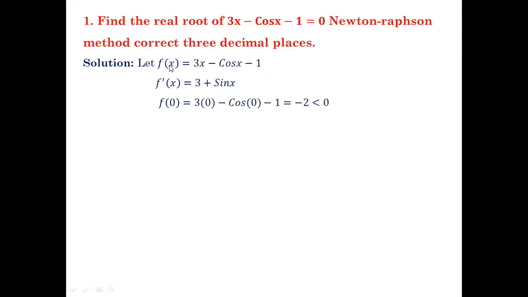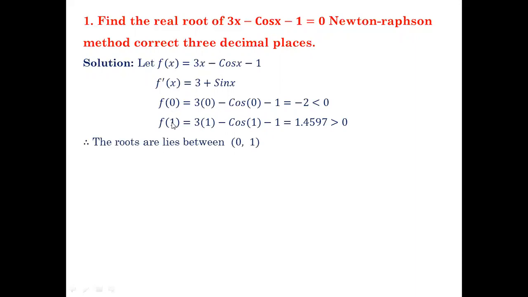Then you find f of 0, replacing x by 0 in the function f of x: 3 into 0 minus cos 0 minus 1. 3 into 0 is 0, cos 0 is 1, so minus 1 minus 1 is minus 2, which is negative, less than 0. Then find f of 1, replacing x by 1: 3 into 1 minus cos 1 minus 1. Cos 1 you can calculate using a calculator or a clock table, in terms of radians, which gives 1.4597, which is positive, more than 0. Therefore, f of 0 is negative and f of 1 is positive. Therefore, the root lies between 0 and 1.